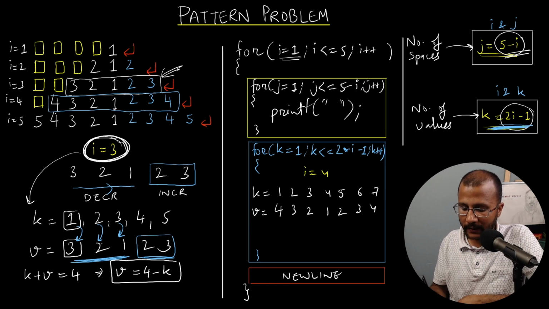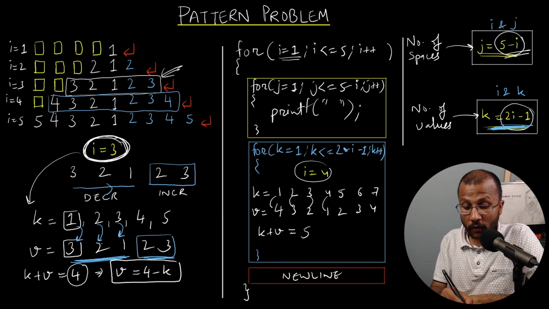Whenever k is 1, the value to be printed is 4. So in the same case, if you do k plus v here, I do not get 4. In the previous case, whenever i was 3, I got 4. But whenever i is 4, I am getting k plus v as 5. 1 plus 4 is 5. 2 plus 3 is 5. 3 plus 2 is 5. 4 plus 1 is 5.